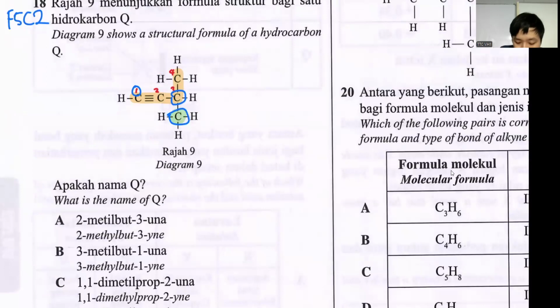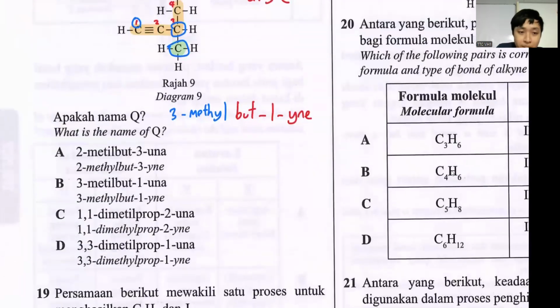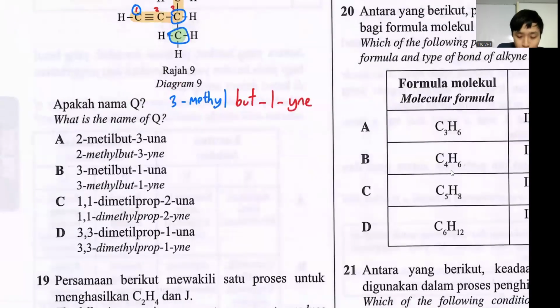The branch is at the 3rd carbon. It's called 3-methyl. Remember, the branch is called methyl. If there's one carbon only, 3-methyl. What is this called? 4 carbon is called what? But. Correct. But. The triple bond is at first carbon. Butyne, yeah, triple bond is called alkyne. Okay, Y and E. So 3-methylbut-1-yne. The answer is B.